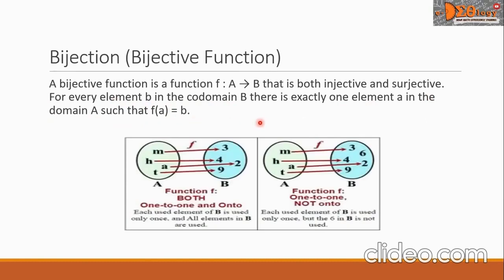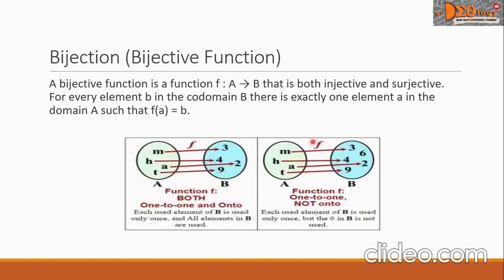For illustrations, I have here again two functions. The first function is one-to-one because each element used in group B is used only once. Also, the function is onto because all elements in group B are used. Since this function is both one-to-one and onto, we say this function is a bijection.